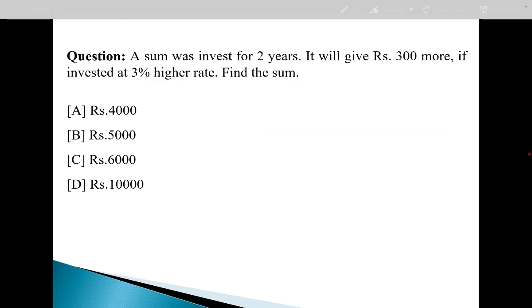Now this question says that a sum was invested for 2 years, and it will give 300 more if invested at 3% higher. Look, in this question, whatever the principal, whatever the rate of interest, they said if your rate of interest is 3% higher, then for 2 years it will give you 300 extra, which means 6% of your principal.